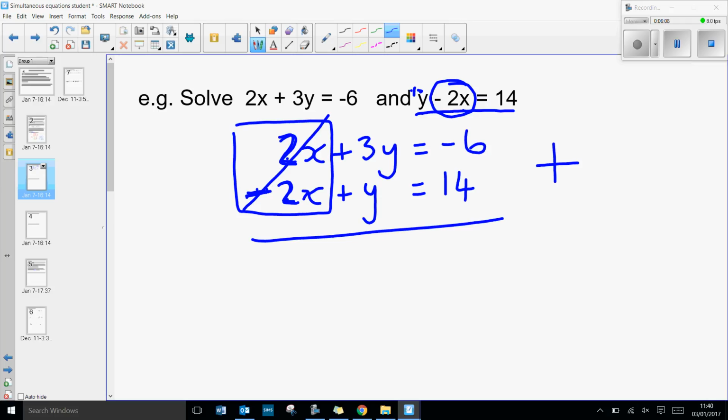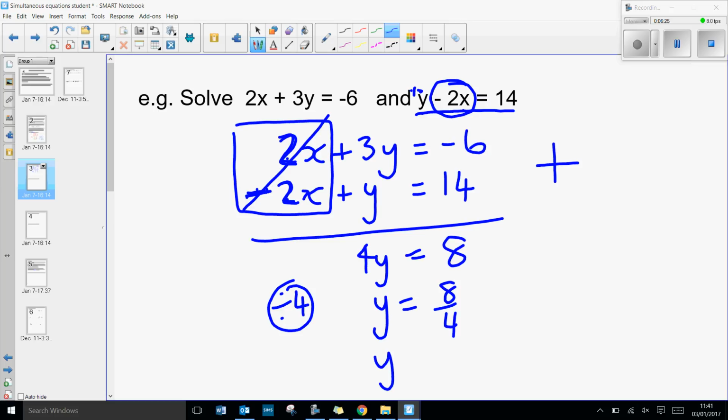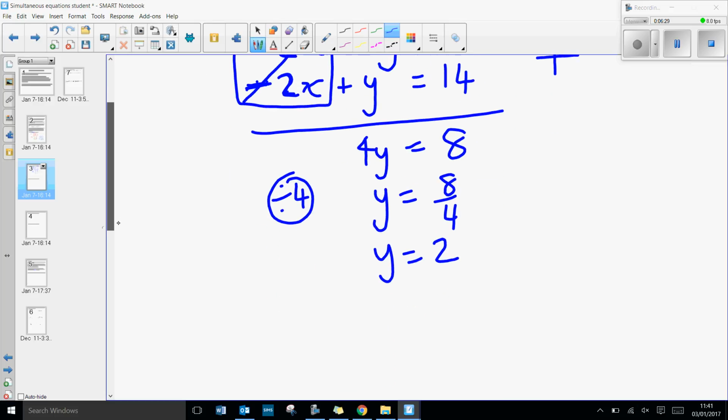So 3y plus y gives 4y. Negative 6 plus 14 gives us 8. And then we're going to divide both sides by 4, which gives y equals 8 divided by 4, which gives y is 2. Again, we must complete our question by finding the value of x.